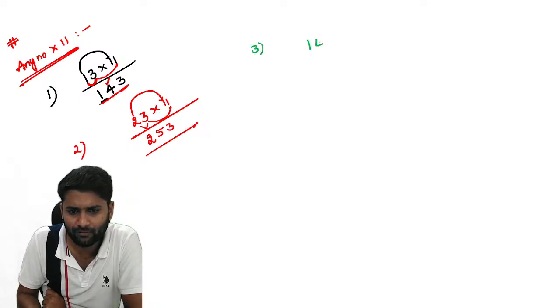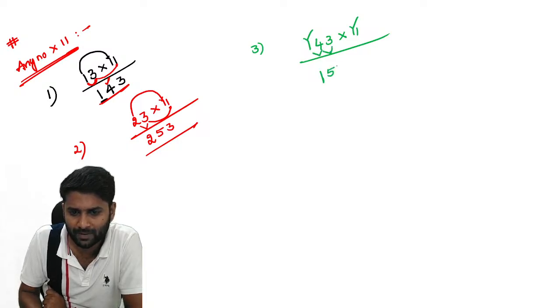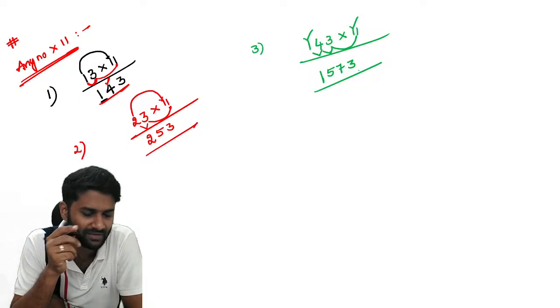If 143 is multiplied with 11, let's take this number the same. 1 is multiplied with a 1. Next step, 1 plus 4 is 5. 4 plus 3 is 7. 3 is multiplied with a 1, which is 3. So the answer is 1573.